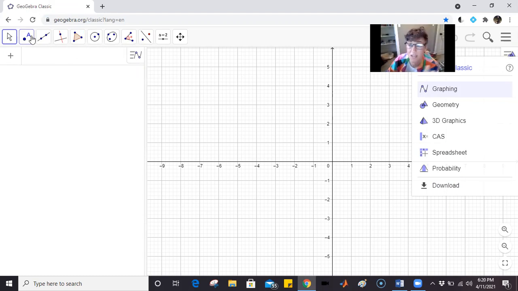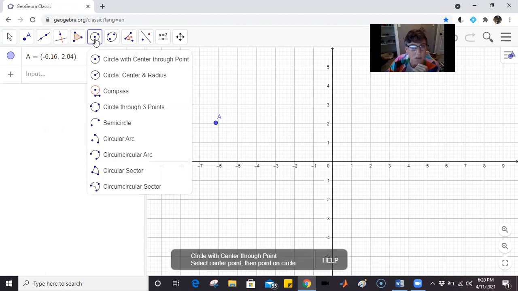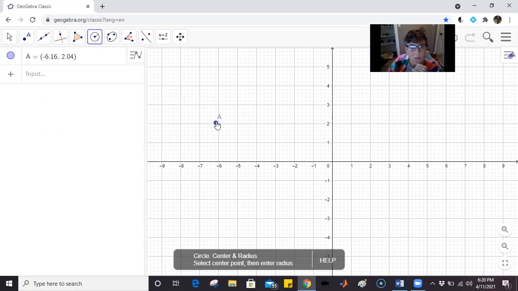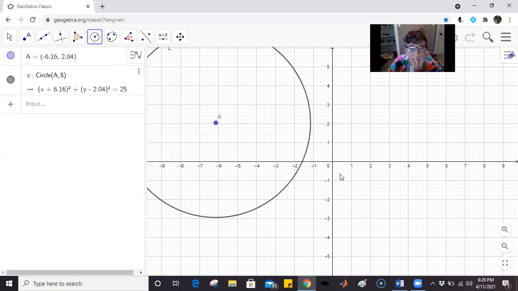So I'm going to do this as randomly as possible here. Plot a point, and I'm going to make a circle with a certain radius. I'm going to make triangles based on circles. So just hang on here for a second. All right, I've got a triangle. I have a circle with a radius of 5. So any segment I draw from point A to the outside will have a length of 5.